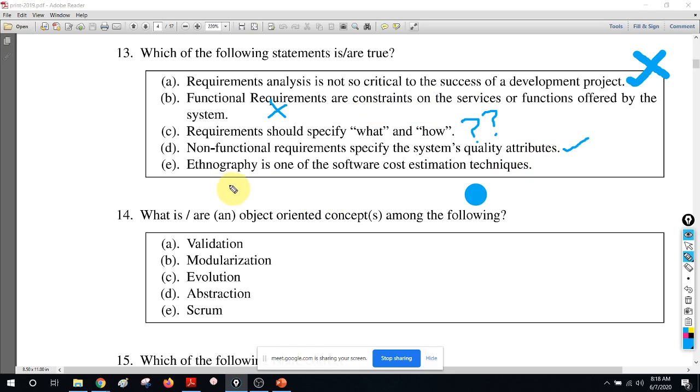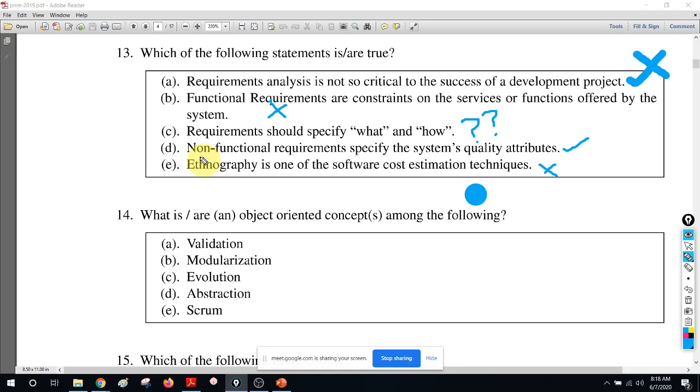Ethnography is one of the software cost estimation techniques. Ethnography means you observe how people are doing the work, right? So that is not a cost estimation technique, that is a requirement analysis technique. So D is the answer, C is a debatable thing. Okay, so let's see the answer.